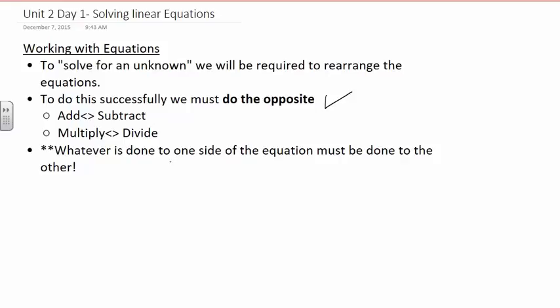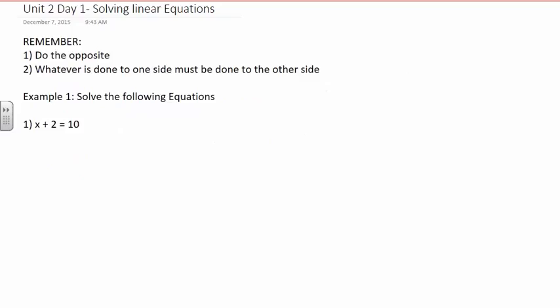And it's important to know that whatever is done to one side of the equation, you have to do to the other side. I will now demonstrate the points we just talked about by way of an example. Up here, I've written down a little summary of what we just learned to keep in mind when we're solving this equation. It's a remember list, which summarizes the two main findings from the points before.